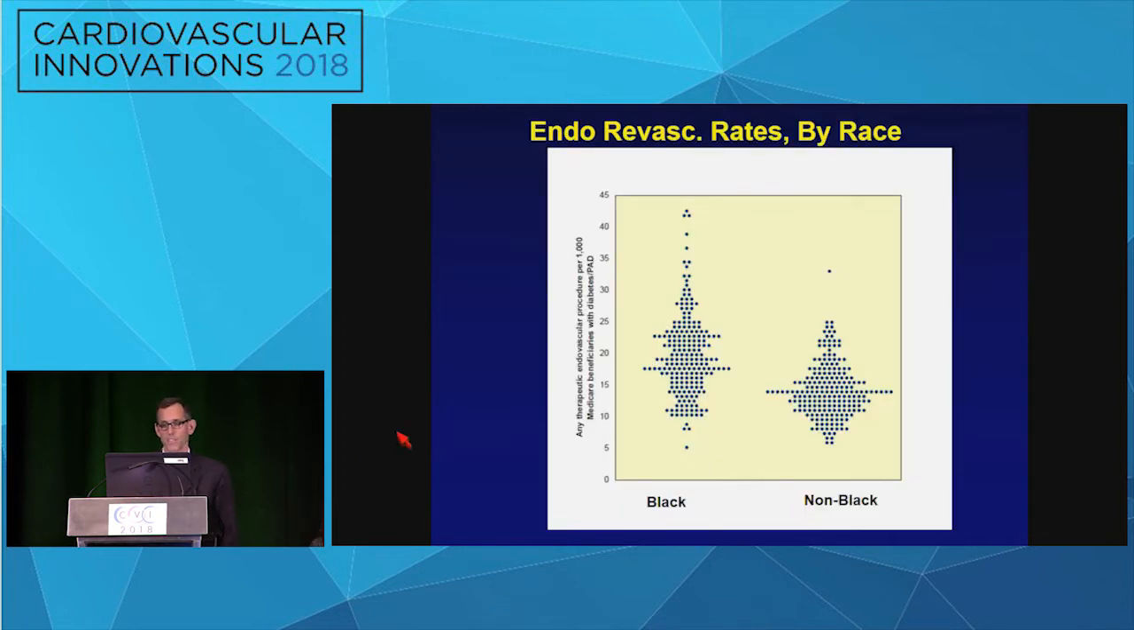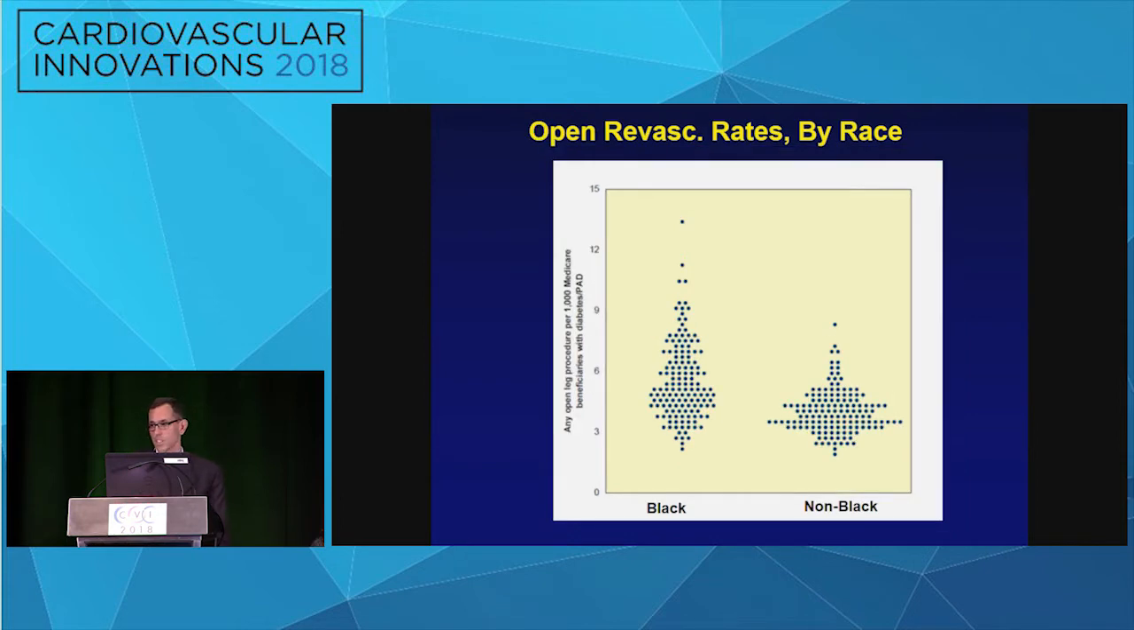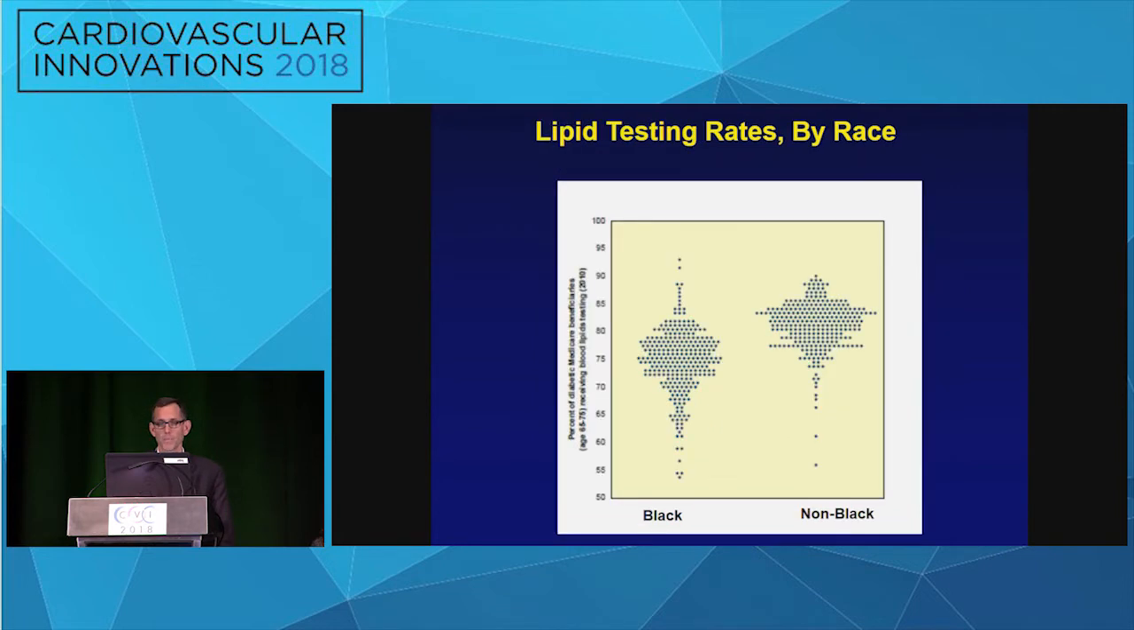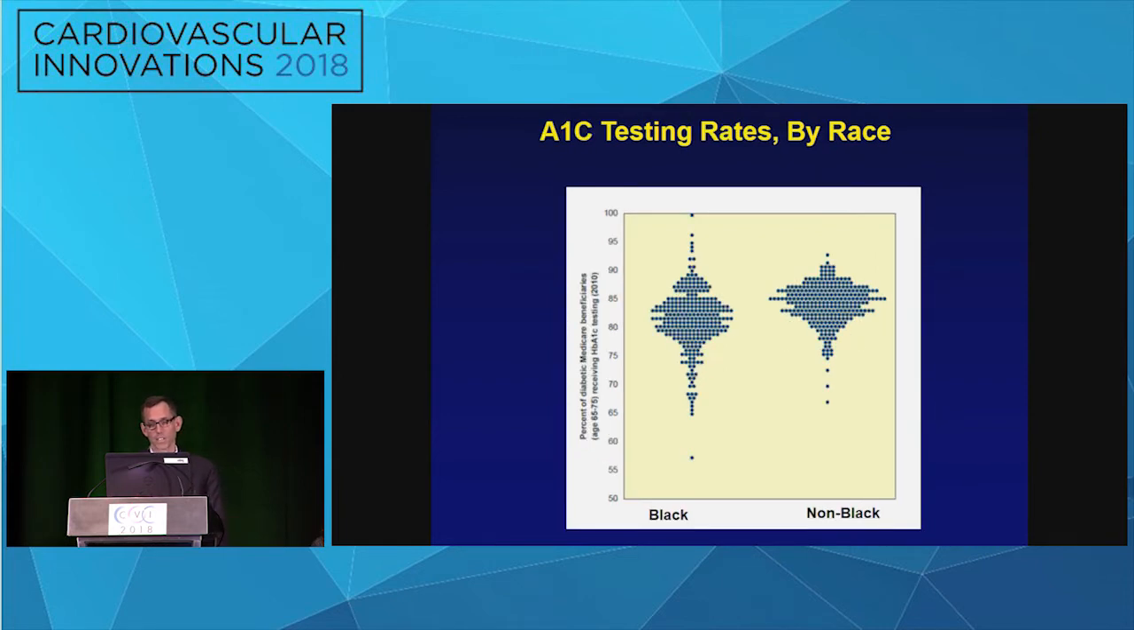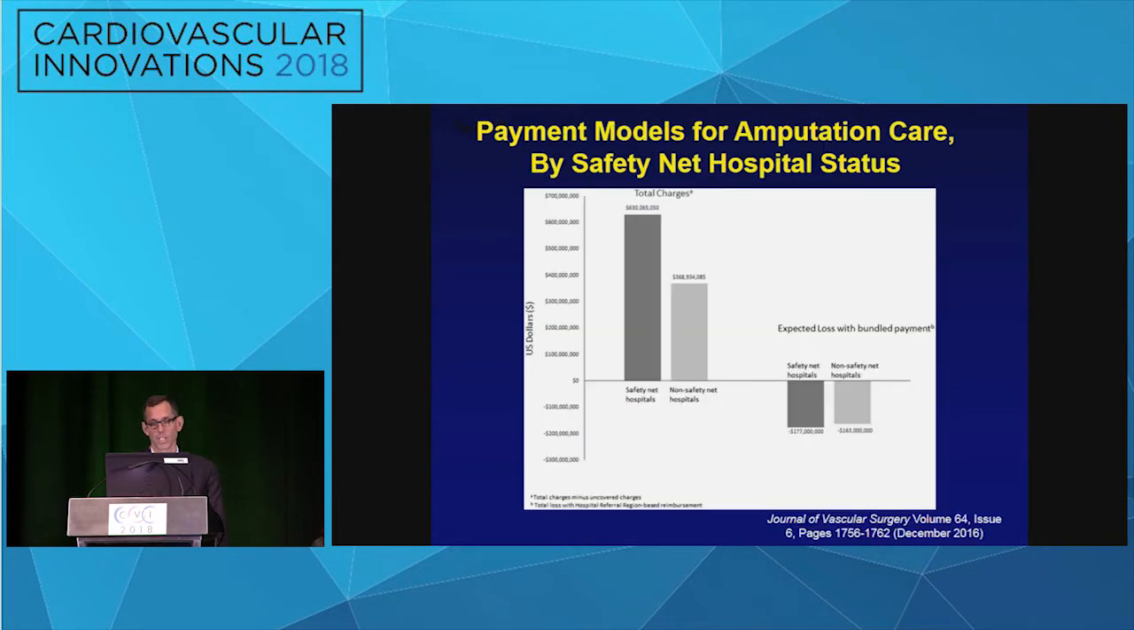It turned out that revascularization rates, and this is endovascular revascularization rates, shown here, are actually higher in Black patients. That's what you would expect. If this is a sicker population, they should probably be getting more invasive treatments. So it didn't seem like it was hard to get access to expensive things like endovascular revascularization or open revascularization, as shown here. But simple things like just getting your lipids checked along with your A1C, those rates were uniformly lower for African American patients. And again, for A1C rates, lower in African American patients.